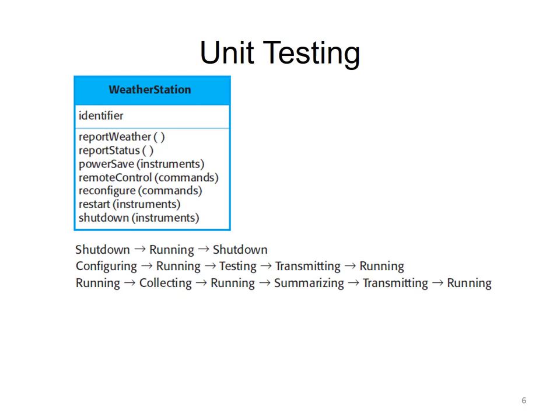To test the states of the weather station, you use a state model. Using this model, you can identify sequences of state transitions that have to be tested and define event sequences to force these transitions. In principle, you should test every possible state transition sequence, although in practice this may be too expensive. Examples of state sequences that should be tested in the weather station include shutdown, running, shutdown; configure, running, testing, transmitting, running; running, collecting, running, summarizing, transmitting, running.